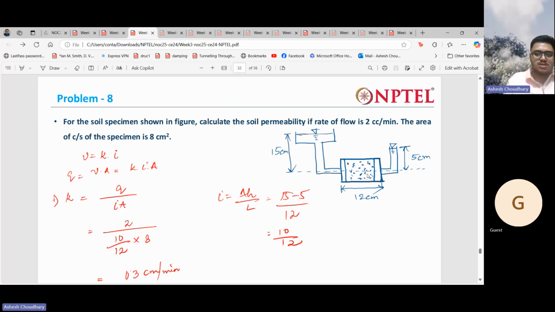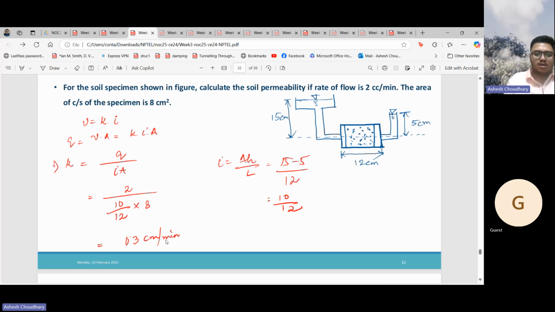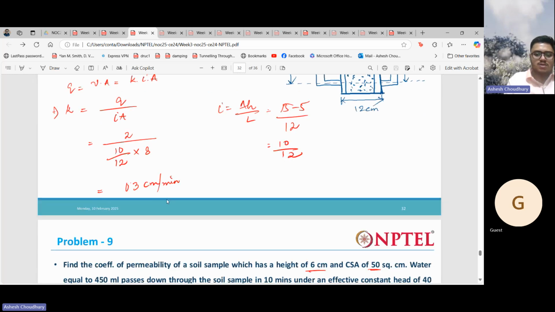Then this is an easy problem on permeability. You have the head difference, and you have the soil length that it is passing through. You need to calculate the hydraulic conductivity or permeability. The flow is velocity into area. Velocity is ki, so q is kiA. If you measure the q, you know the i is 15 minus 5, 10 by 12, that is the length of flow. Area is 8 centimeters square, which is given. From there you can calculate the hydraulic conductivity.